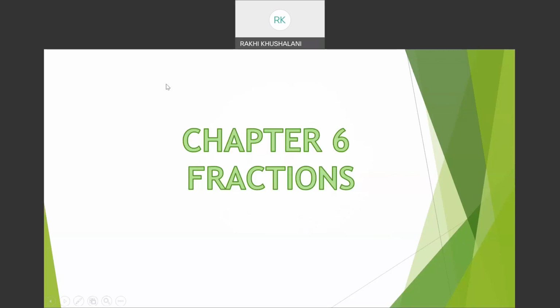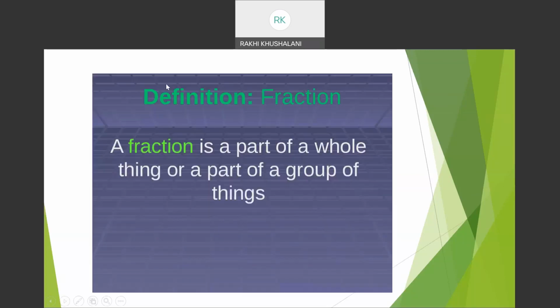So we are on chapter 6, that is fractions. Now we discussed what is the definition of fractions. I made you all learn the definition and write the definition of fractions. A fraction is a part of a whole thing or a part of a group of things. At the same time, I told you children that part of a whole thing.